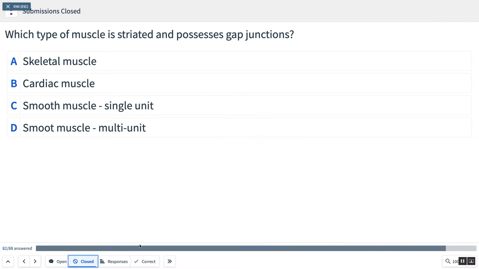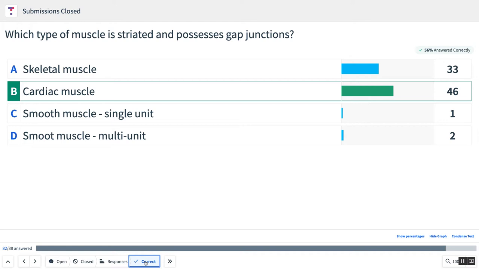And the correct response is B, cardiac. Okay, good job. Let's just talk about this for a minute. I just want to review because we had a few people that said skeletal muscle. If you identified that skeletal muscle and cardiac muscle are striated, you would be right. You could eliminate smooth muscle because smooth muscle is not striated. It's not organized in sarcomeres. So immediately you could eliminate C and D.